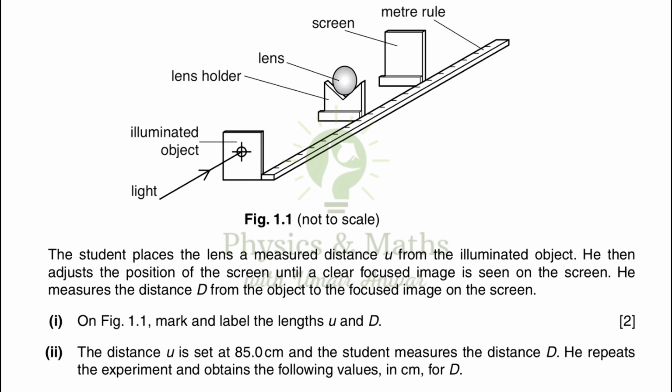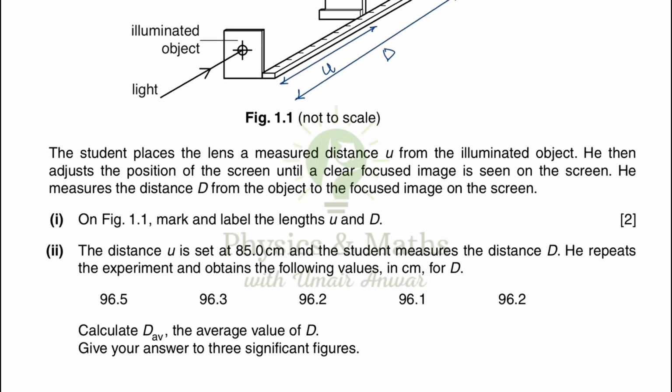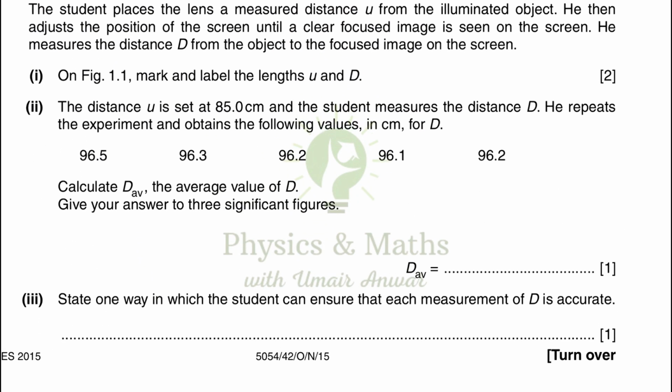Now u was the distance which was from the illuminated object to the lens. So this distance is u, and there was another distance from the object to the focused image, and the focused image would be formed on the screen, and this distance would be d. The distance u is set at 85 centimeters, and the student measures the distance d. He repeats the experiment and obtains the following values in centimeter for d. So he obtains 5 values.